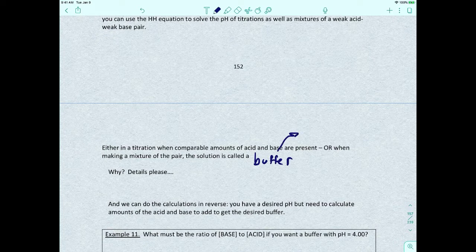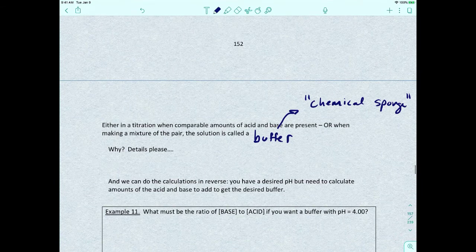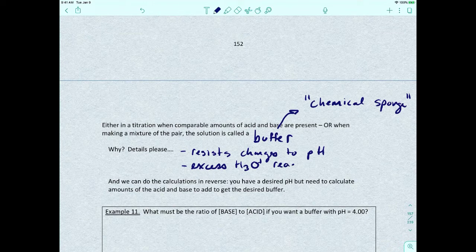Another way to think of a buffer is as something called a chemical sponge, and I'm going to explain why in a minute. Because what a buffer does is resist changes to pH. And that means that excess H3O+ reacts with your weak base, and excess OH- reacts with the weak acid.